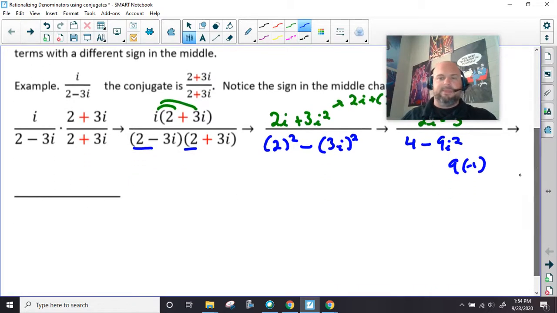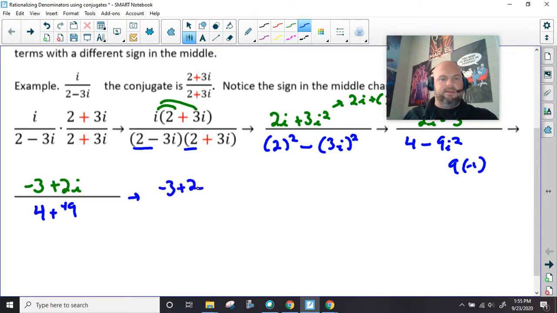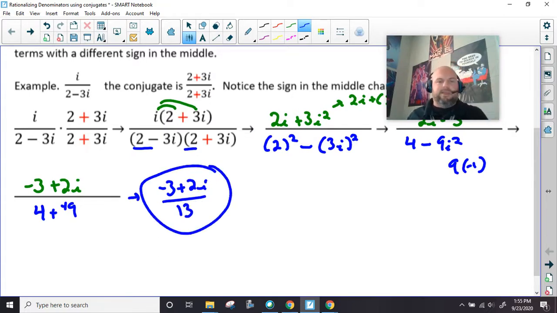When I rewrite this, my -3 is going to come first, and I want to clean this up just a little bit. So 9 minus -9, so plus plus. That gives us -3 plus 2i over 13. And that's it.